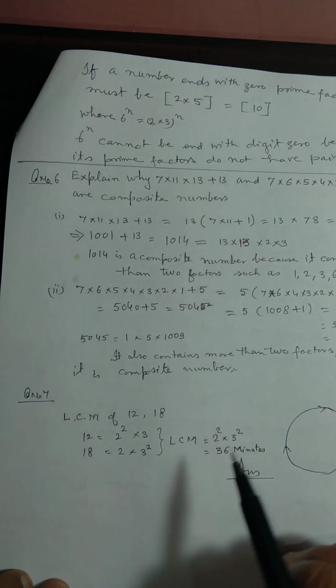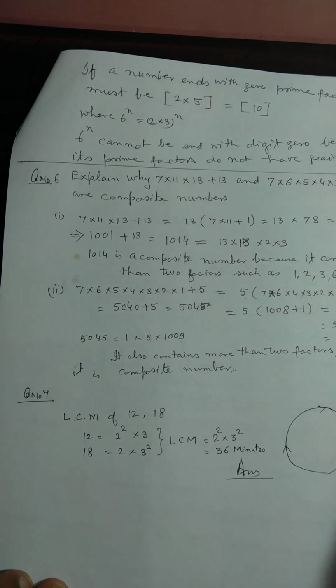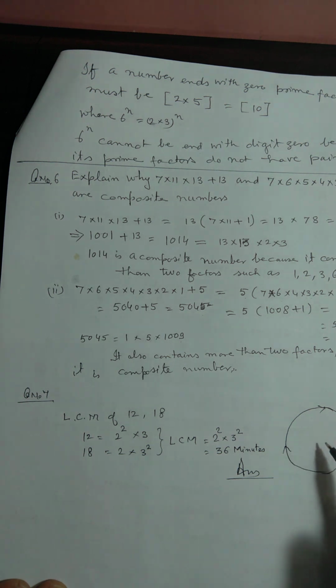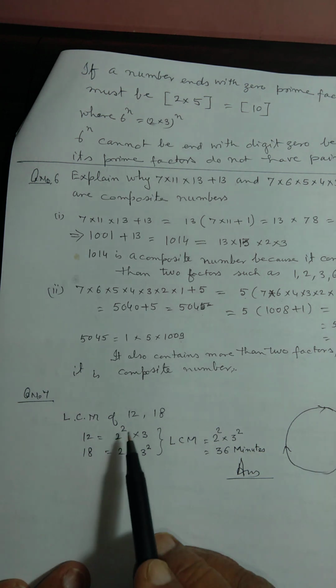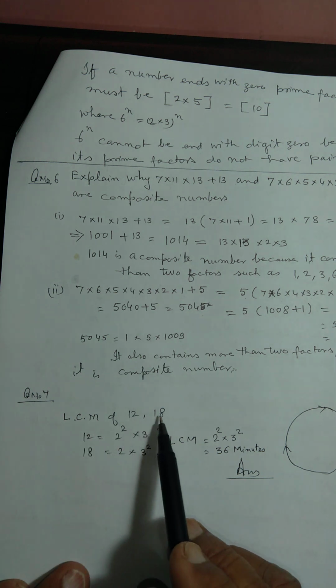So this question can be solved by taking the LCM. This is the starting point. Sonia takes 18 minutes, Ravi takes 12 minutes to move in a particular direction. So the starting time is the same, the starting point is the same. So what we'll do is take the LCM of 12 and 18.